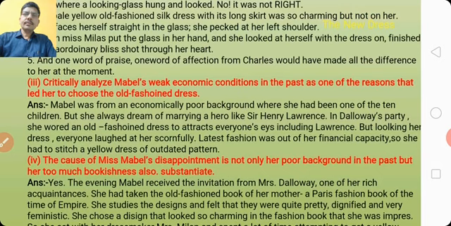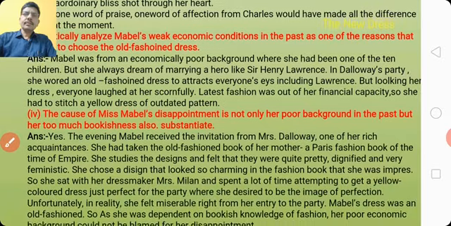Next question, friends. Let us see the third question. Critically analyze Mabel's weak economic condition in the past as one of the reasons that led her to choose the old-fashioned dress. Actually, Mabel's economic condition was weak. So, explain how, due to the economic conditions, she chose the old-fashioned dress.